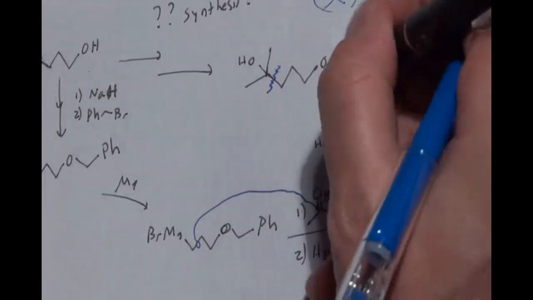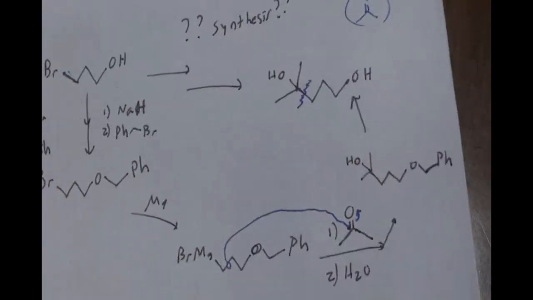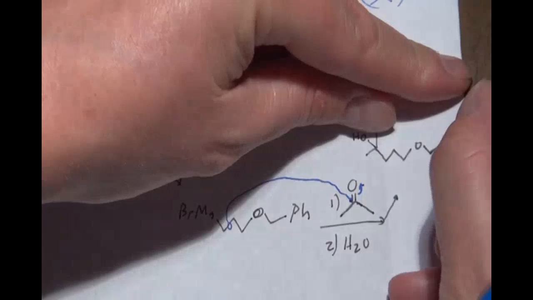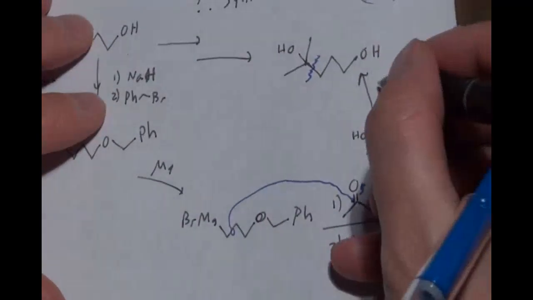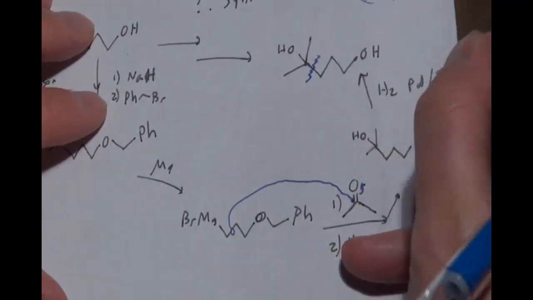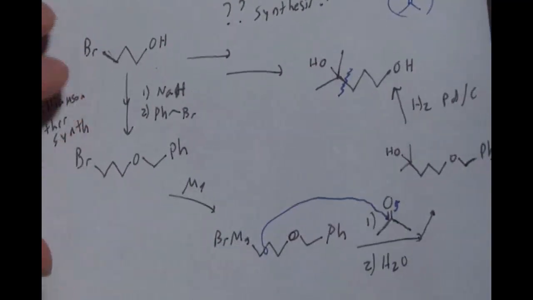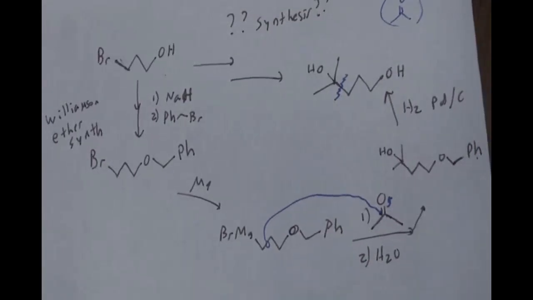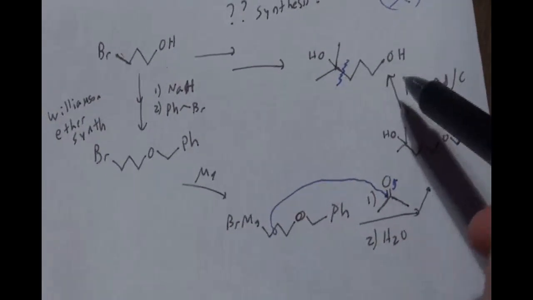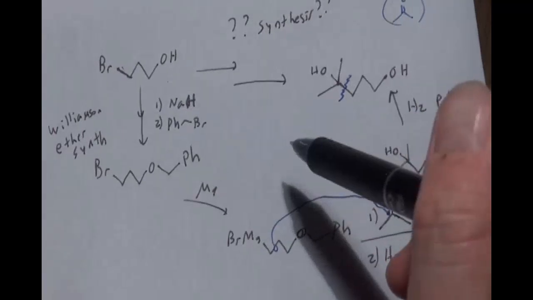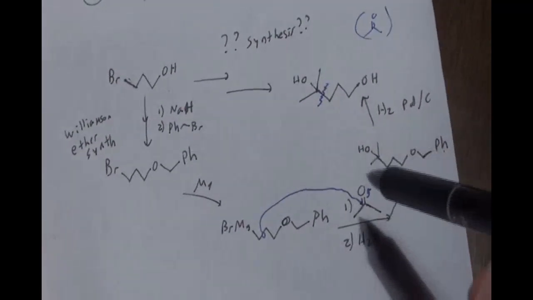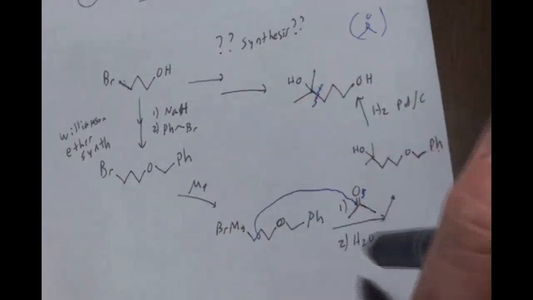How do we take off the protecting group? We just learned how to do it. How do you deprotect a benzyl ether? H2, palladium on carbon. H2 palladium on carbon deprotects the benzyl ether and gives us our nice primary alcohol. So that was a pretty cool synthesis that just used benzyl ether as a protecting group.